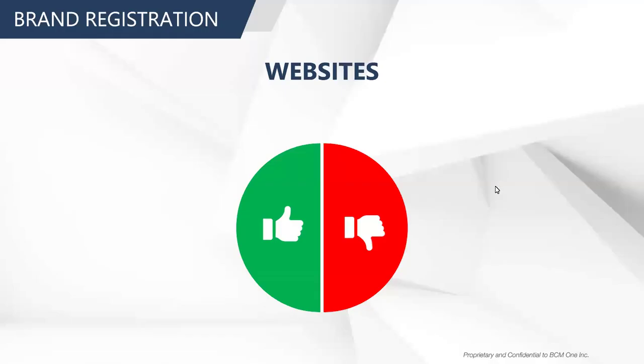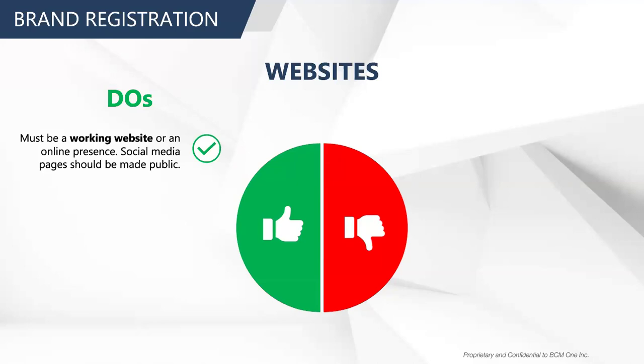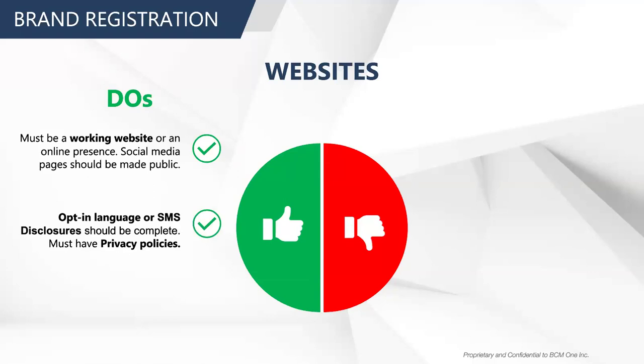So here are some of the do's and don'ts for the website or online presence. First, it must be a working website or online presence that the customer has. This can include a social media page as long as the DCA can access it and verify the business. You must also have the opt-in language or SMS disclosure, and it should be complete. You must also have the privacy policies that must indicate that the information collected will not be shared with any third parties.